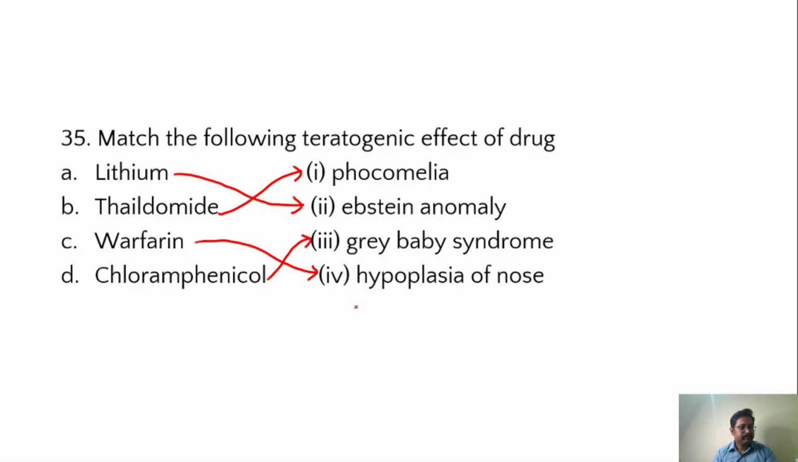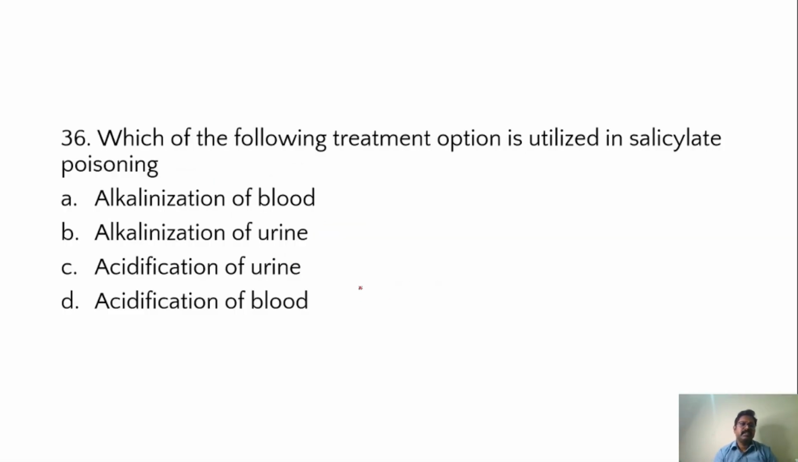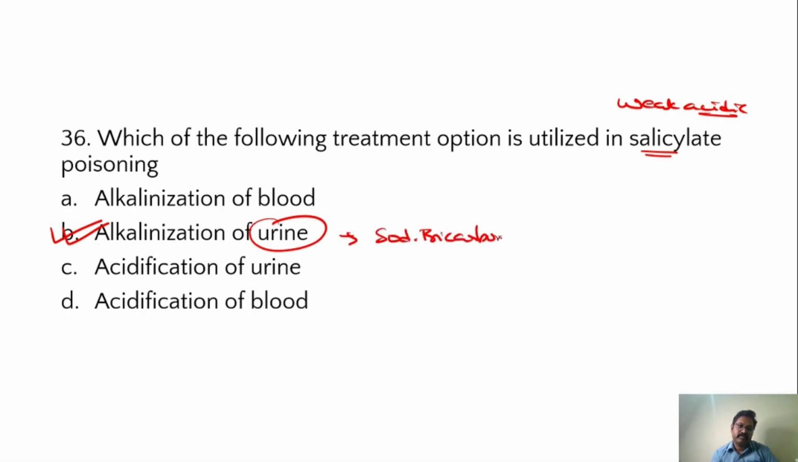And next, moving on to the next question. Which of the following treatment options is utilized in salicylate poisoning? Salicylate is a weak acidic drug. You need to alkalize what? Alkalize the urine. So this is the answer. How do you do alkalization? It can be done by adding sodium bicarbonate, sodium citrate, or you can use carbonic anhydrase inhibitors.